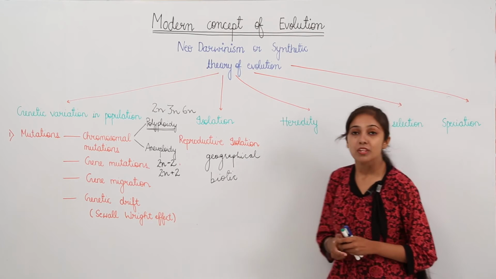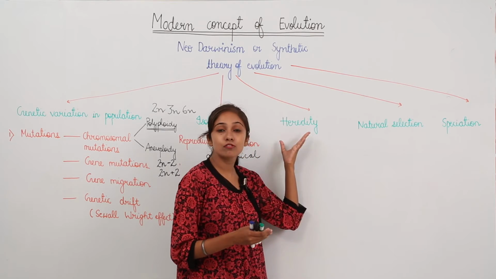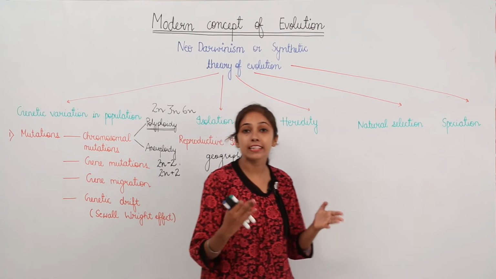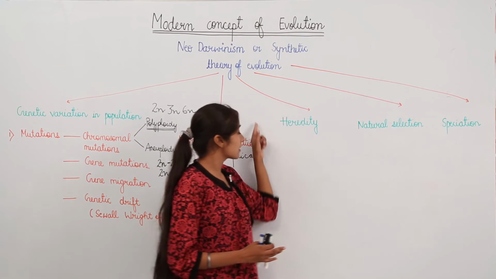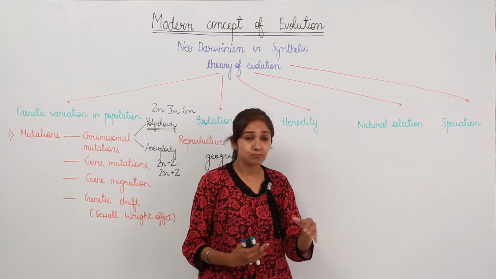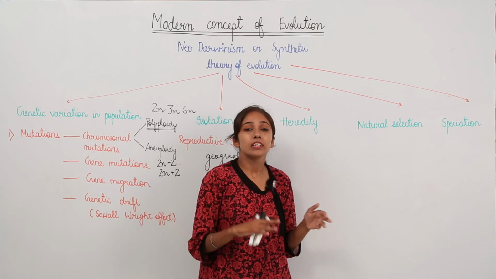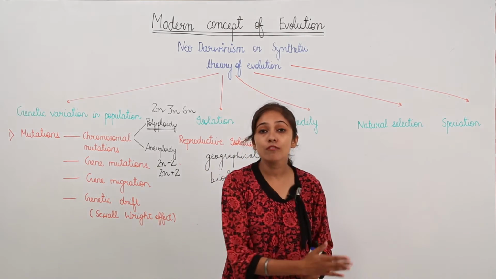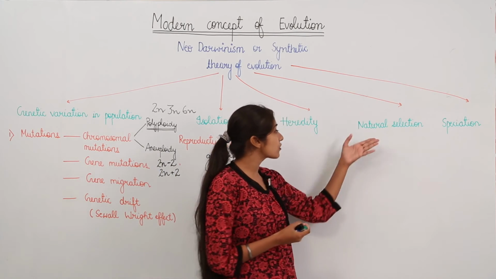Then we have heredity. When we talk about heredity, heredity means the transfer of characters from parents to the offspring. What does it mean? It means transfer of characters from parents to the offspring. Now what happens in this case? The characters that are transferred from parents to the offspring, they are going to what? They are going to give some advantage. So these characters can be advantageous for the species also, and they are passed on from generation to generation. Next we have natural selection.